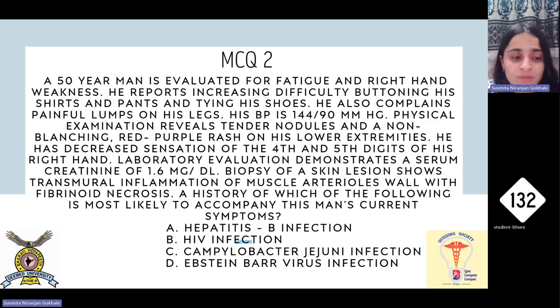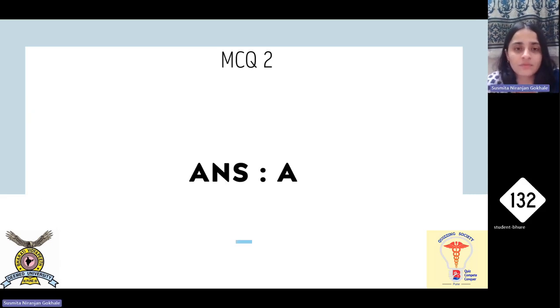HIV can be associated with various vasculitic syndromes, but it is less commonly linked with PAN. Hence, that won't be the correct answer. Next, Campylobacter jejuni is commonly associated with Guillain-Barré syndrome and not with PAN. So this option is also wrong. Next, Epstein-Barr virus is associated with various conditions, but it is not typical of polyarteritis nodosa. So this option is also incorrect. Hence, the correct option will be option A. Now we'll see the answer. I hope you have tried this MCQ on your own. Yes, the answer of the question is A.